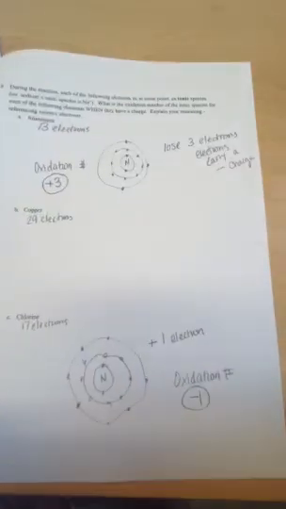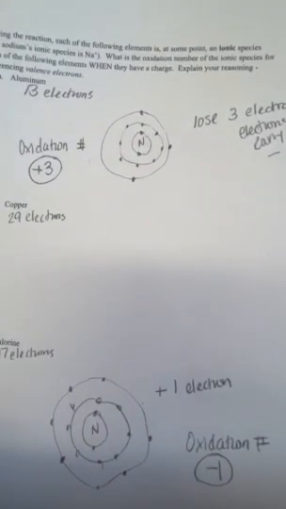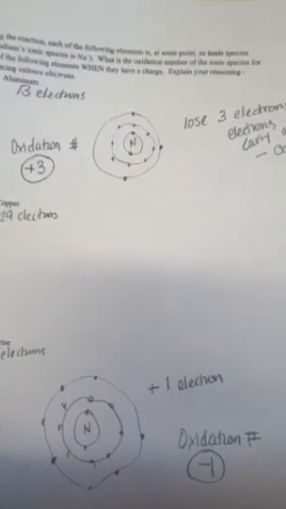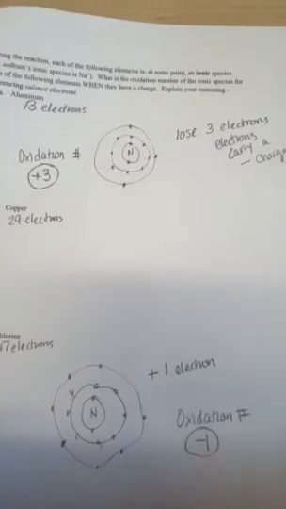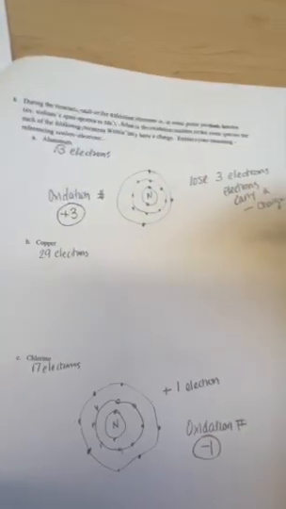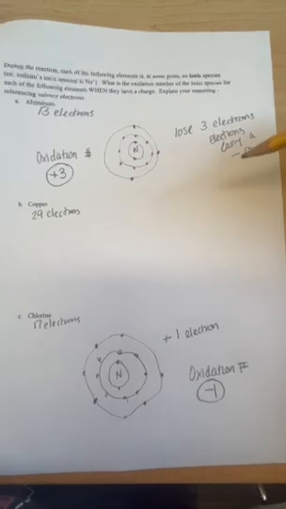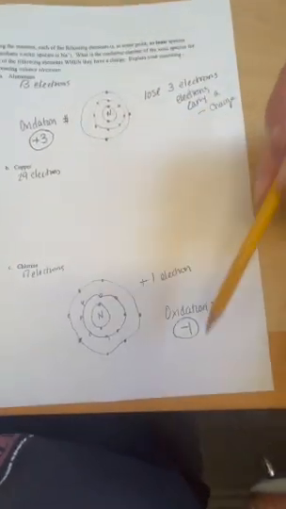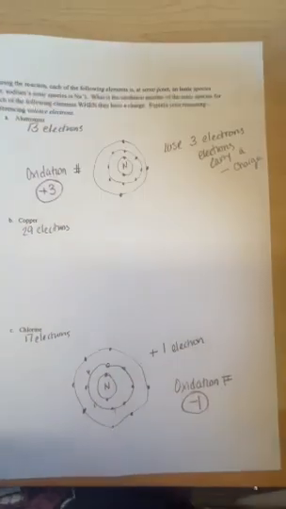Oh wait, hold on, I got that wrong. One of these is wrong. Hold on. Oh no, I think that's correct. That's what we've got. We're adding an electron, so we're getting a negative charge. Never mind, I'm all good.